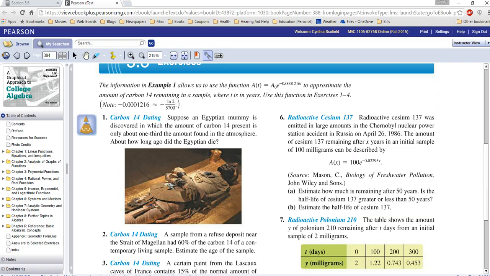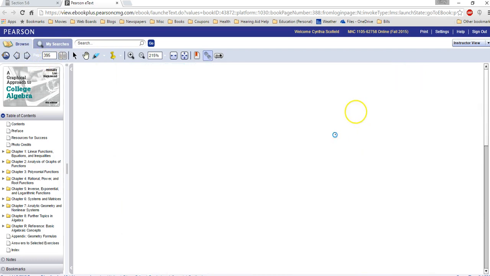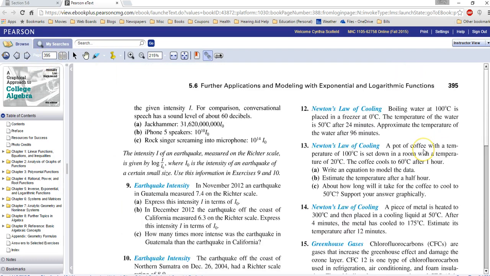All right, next. Okay, next one, we're going to switch gears. We're going to get away from the archaeology and radioactivity and all that, and we're going to go into a financial situation. Let me pull that one up. It's on the next page, page 395, and it's on the bottom.